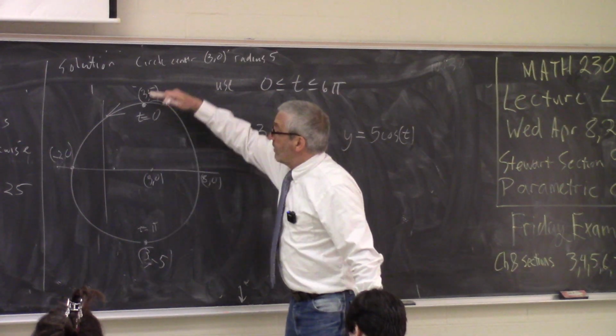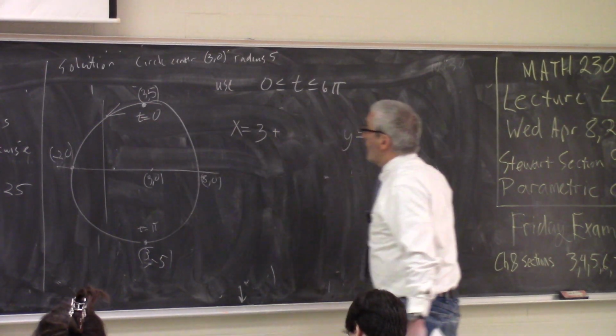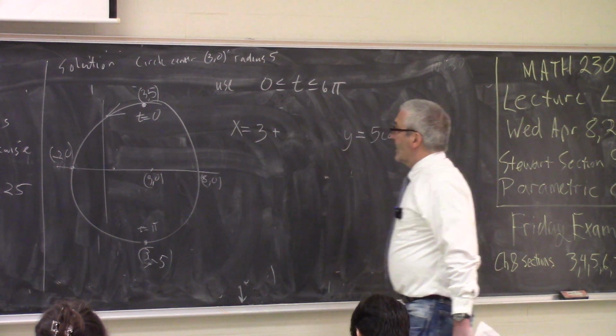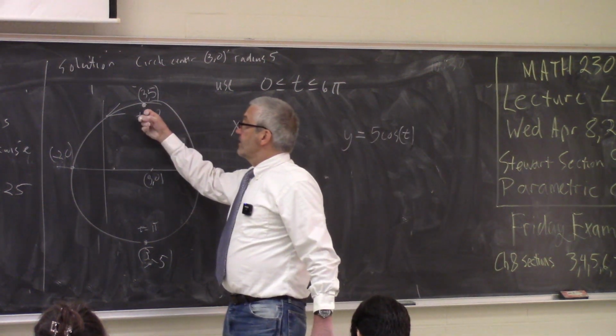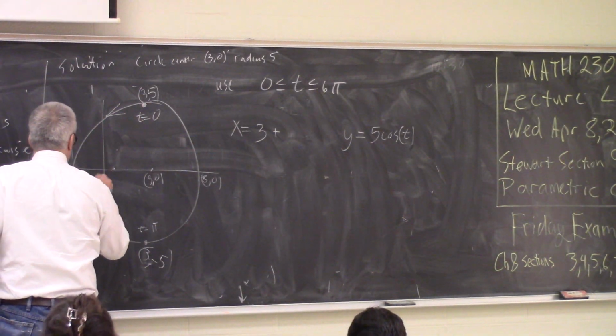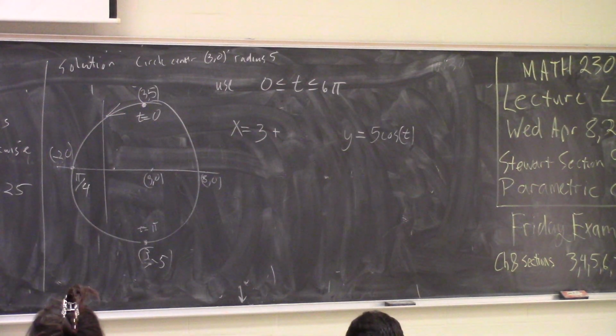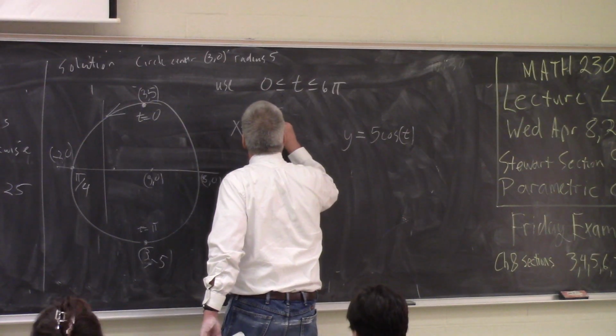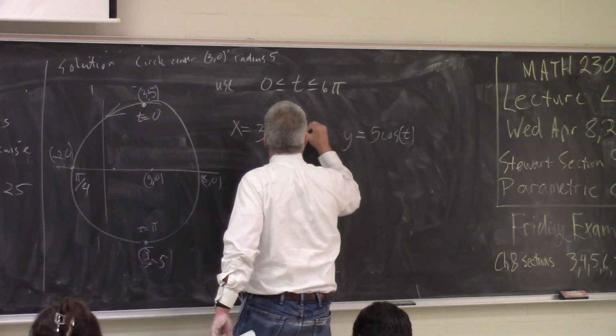y's are going up and down. Now what about x? We want x to start at 3, but then shrink. And at pi over 4, we want x to be 0. That's right, we want x to be minus 2. So what we want here is x equals 3 minus sine of t.